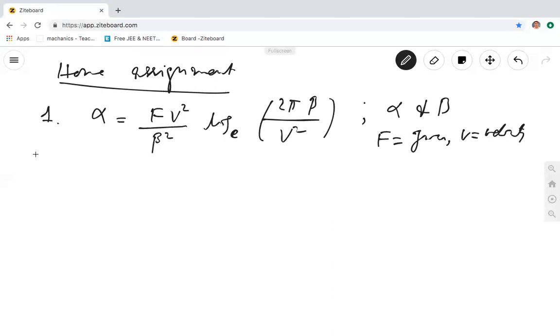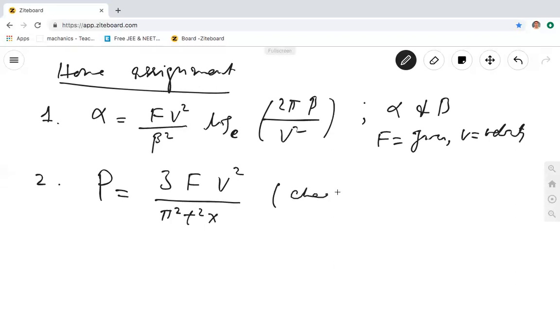Second question. Pressure P is equal to 3f v square by pi square t square x. Check the equation dimension. You also know the dimensions of this, it is pressure. Check the dimensions of this right side as well and see whether the dimension is correct.